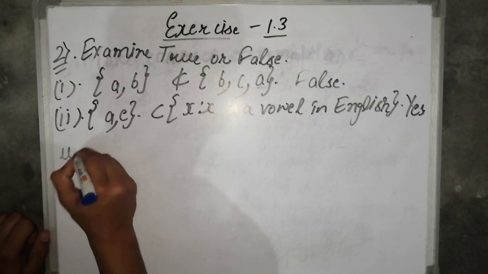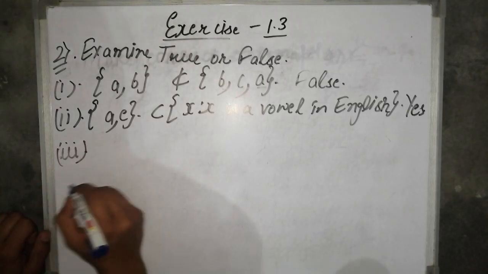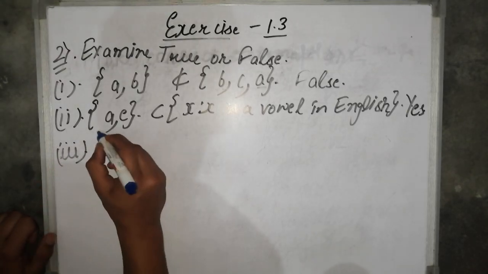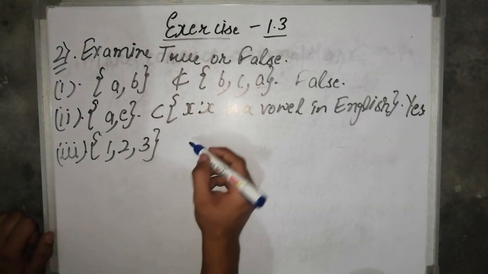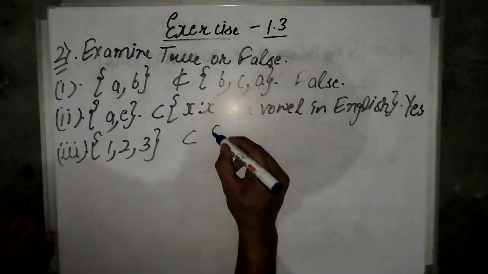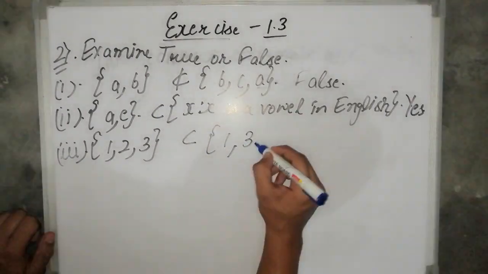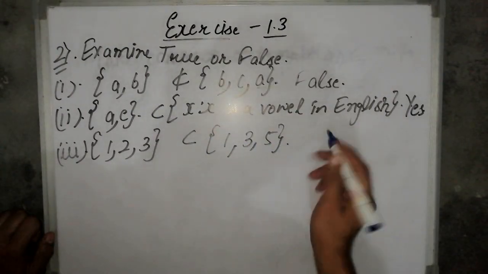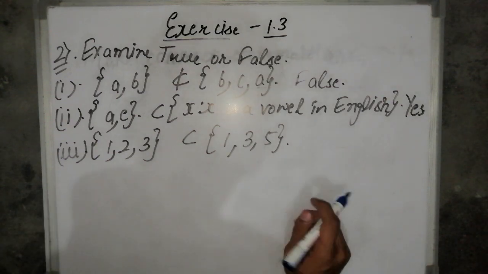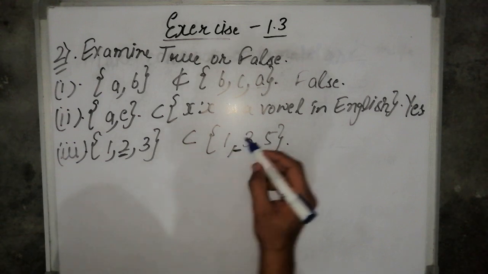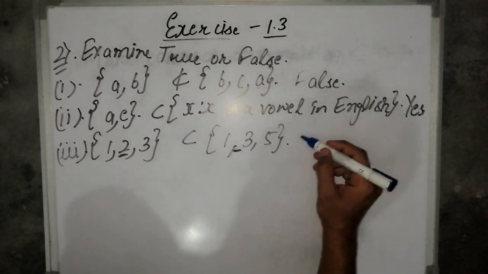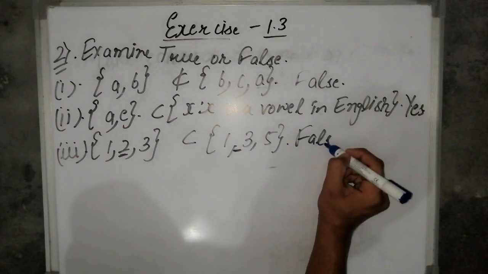Moving to the third part, we have {1, 2, 3} subset of {1, 3, 5}. Look here, 2 is not present in this set, but it is present in this set. That's why it is not a subset. I'm writing false.